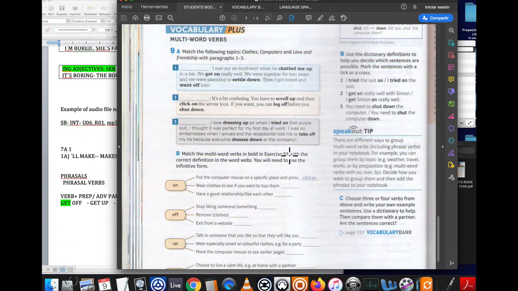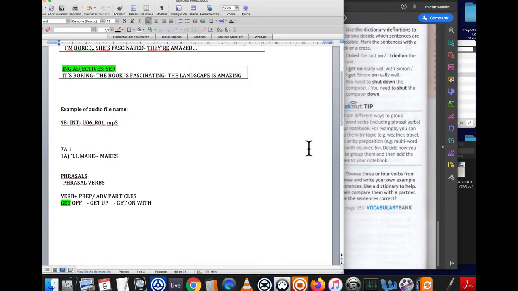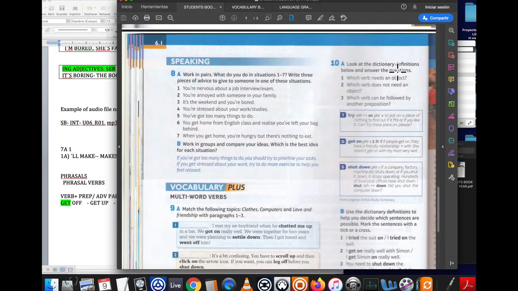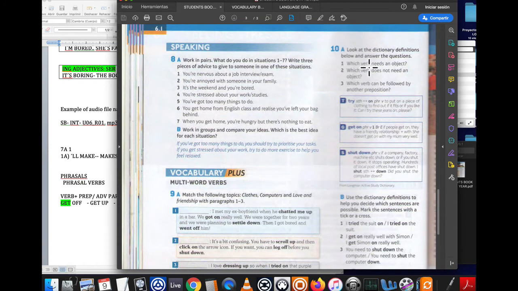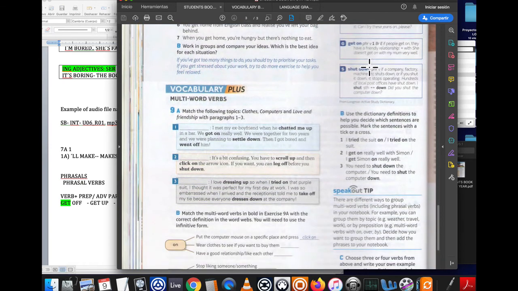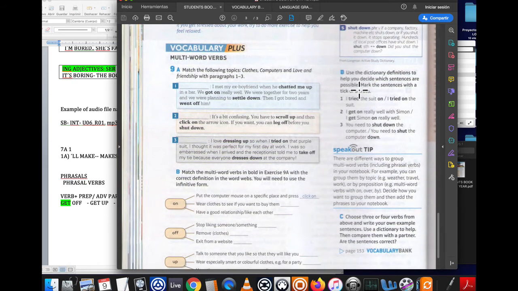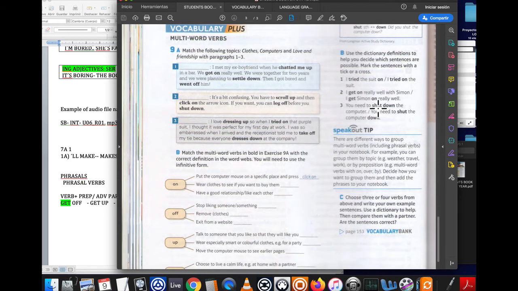And then you have this to work on, and then you can use a dictionary and complete. Yes, and then you write again here on your page the answers. Okay. Then we have this. Look at the dictionary definitions below and answer the questions. Look at these definitions and you answer these questions. Me ponen 10A1, tal verbo no necesita objeto, y así. Okay. So, use the dictionary definitions to help you decide which sentences are possible. Mark the sentences with a tick or cross. I tried the suit on or I tried on the suit. Esto lo tienen que descubrir. Si no lo descubren, yo después se los explico.